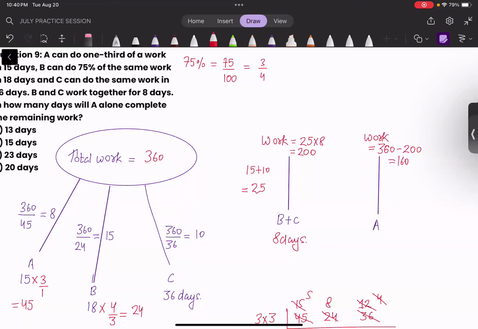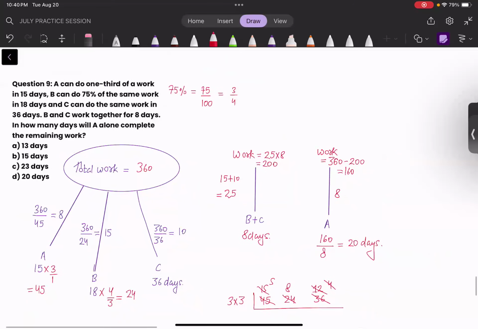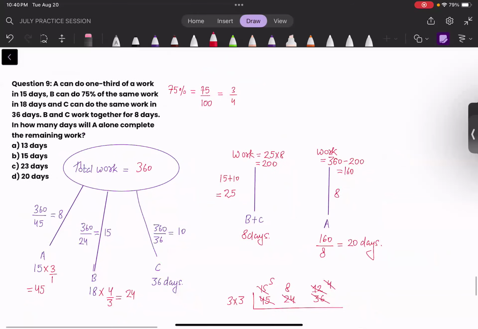This 160 questions will be done by A. A's work rate is 8. So how much time? Work is 160, work rate is 8. So divide, and you will get your answer as 20. So will you say the answer is 20 days? Yes or no?